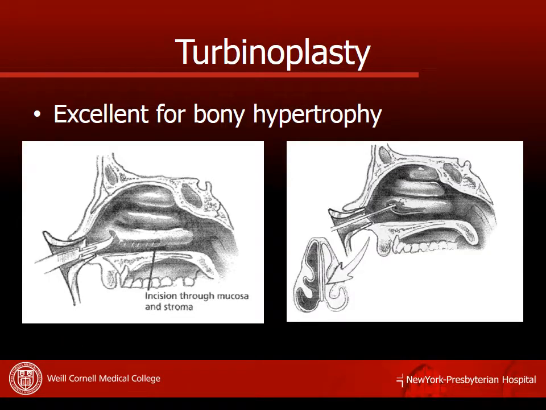Turbinoplasty is essentially a septoplasty that's performed on the inferior turbinate, so that an incision is made along the head of the turbinate, and a mucosal plane is elevated, whereby the bone remains in place, but the mucosa overlying the bone is elevated. Then the bone itself is dissected out inferiorly and removed with scissors, and then the remaining mucosal flap is sort of tucked underneath the remaining bone.